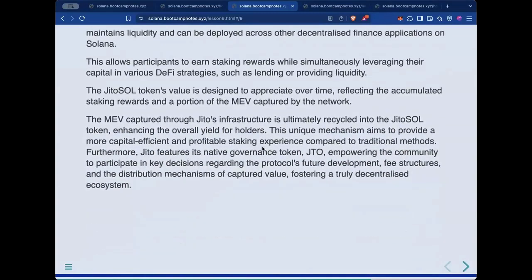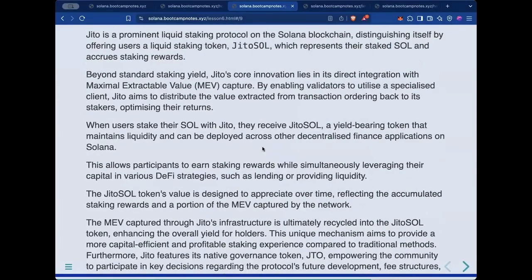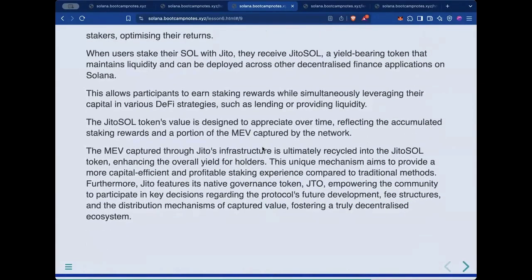But Jito is able to get some of that MEV, get some of that value from the ecosystem as well, and then that can get paid back to the people who are doing their liquid staking. Okay.